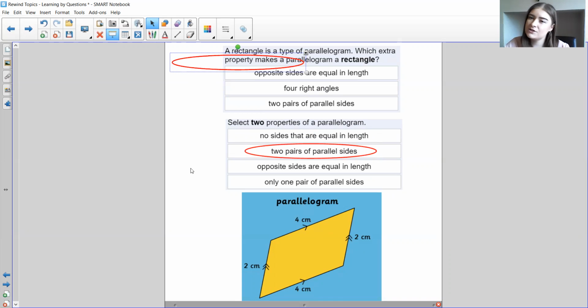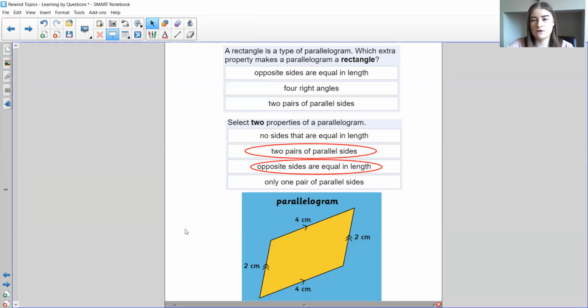I'm thinking that one, but let me check the last one just in case. Only 1 pair of parallel sides. Well, we can't have 2 pairs of parallel sides and only 1 pair of parallel sides. That doesn't make sense. So I'm going to say that the opposite sides are equal in length. Let me just check that one.